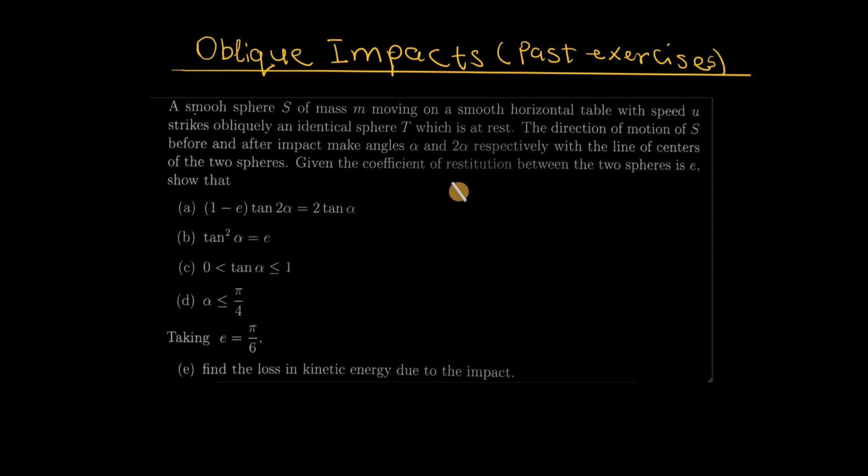Given the coefficient of restitution between the two spheres is e, show that: A, (1 minus e) tan 2 alpha equals 2 tan alpha. B, tan squared alpha equals e. C, that tan alpha ranges from 0 to 1 and that alpha is less than or equal to pi over 4. Taking e equals pi over 6, find the loss in kinetic energy due to the impact.